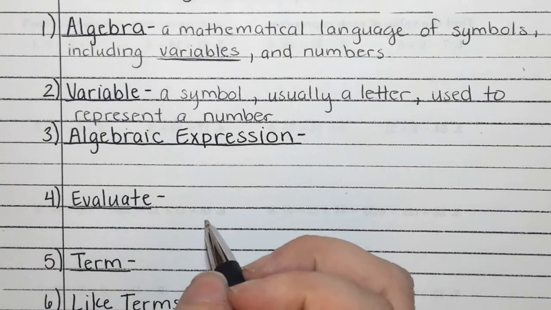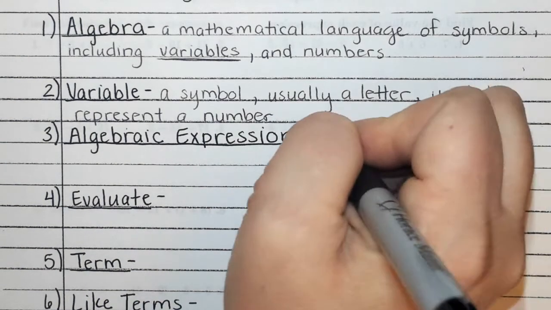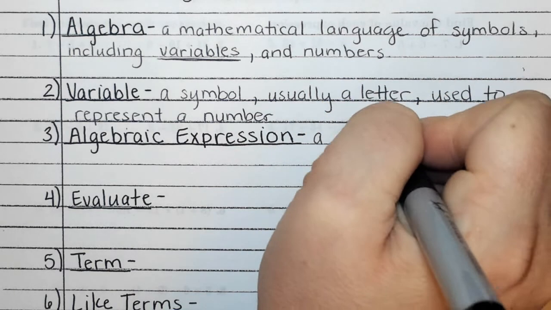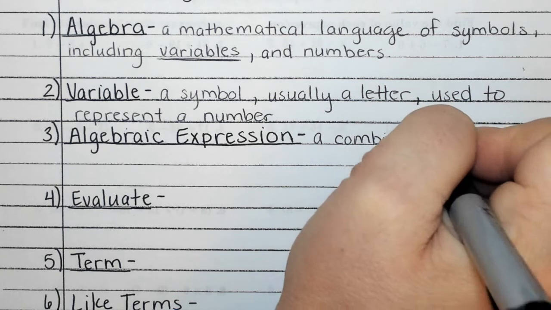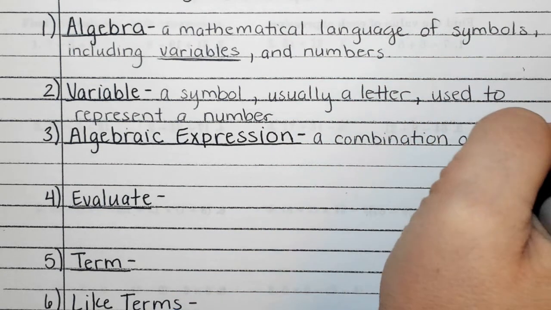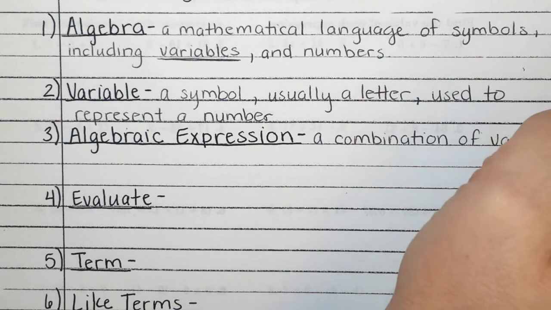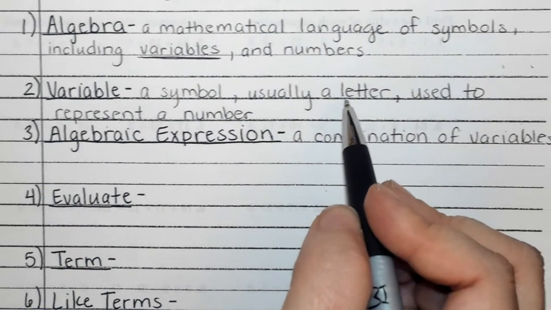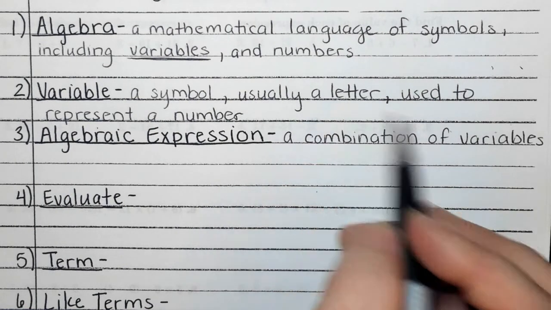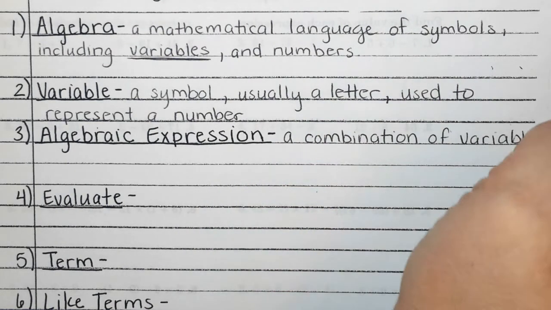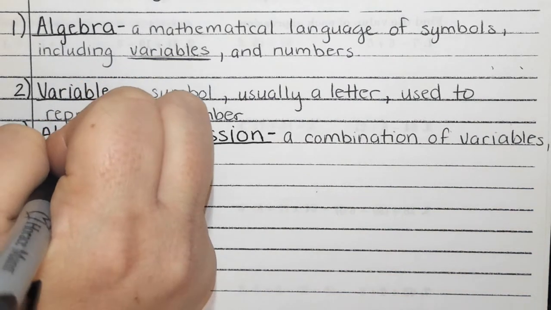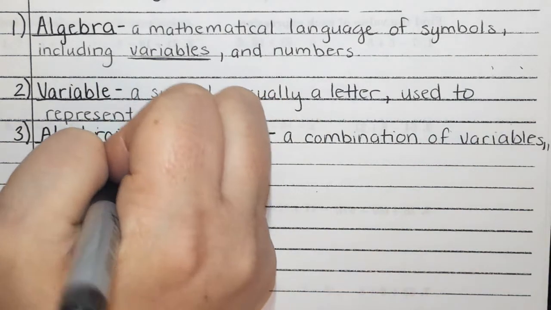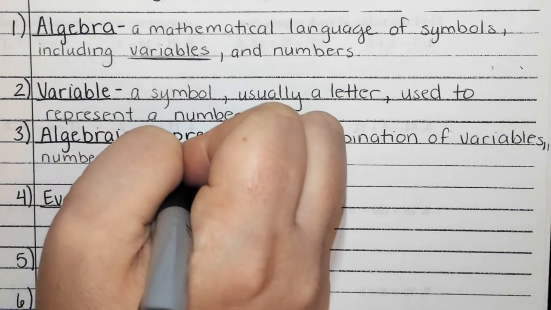So let's talk about what an algebraic expression is. It's a combination of variables, which are, what are variables again? They're the letters. They're the letters or symbols. It's a combination of variables, numbers, and operations.